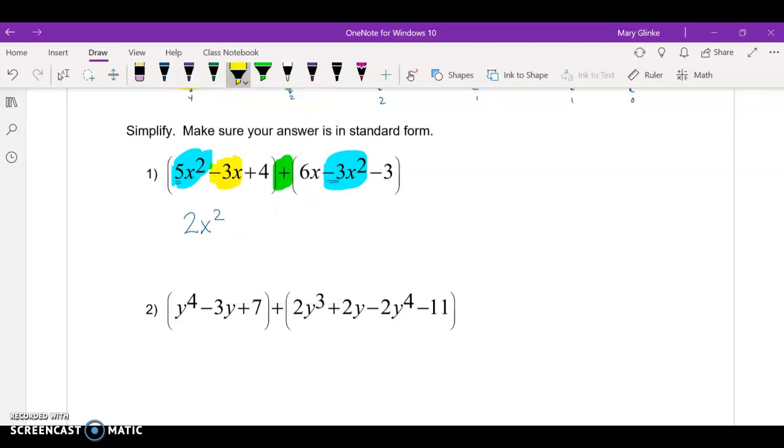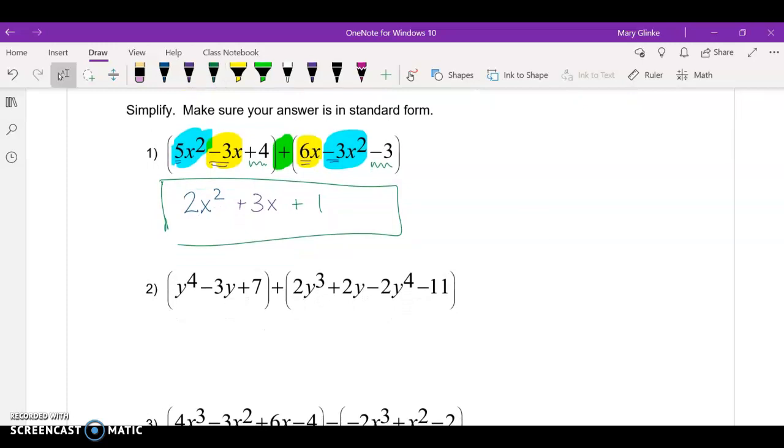Now we're going to do the same thing with our x's. So here we have negative 3 and 6. So negative 3 plus 6 gives us positive 3x. And then our last ones, we have a plus 4, and we're adding it to minus 3. So 4 minus 3 gives us plus 1. So we are combining like terms.